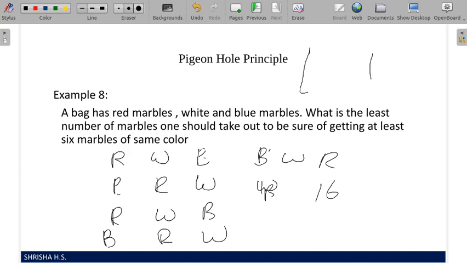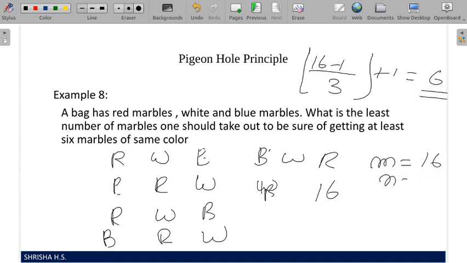If you do it with the formula, there are 3 colors: 16 minus 1 plus 1, that results in 15 by 3, 5, plus 1, 6. So m equals 16, at least 16 pigeons. If you have 3 nests, at least 16 pigeons are needed to be sure that at least one of the nests contains 6 pigeons.